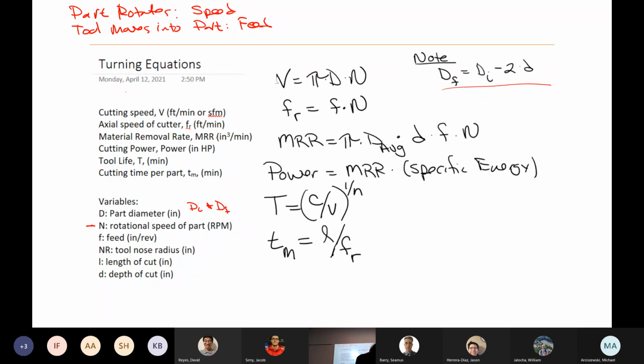Material removal rate, MRR, is just the volume of material per minute. The higher that is, the faster the operation. Our cutting power is related to the specific energy, so it will vary from material to material. And we also have our cutting time per part, which is the length of the part divided by the axial speed of the cutter. Now, this PowerPoint is out on Canvas, and we're going to go through a set of calculations.